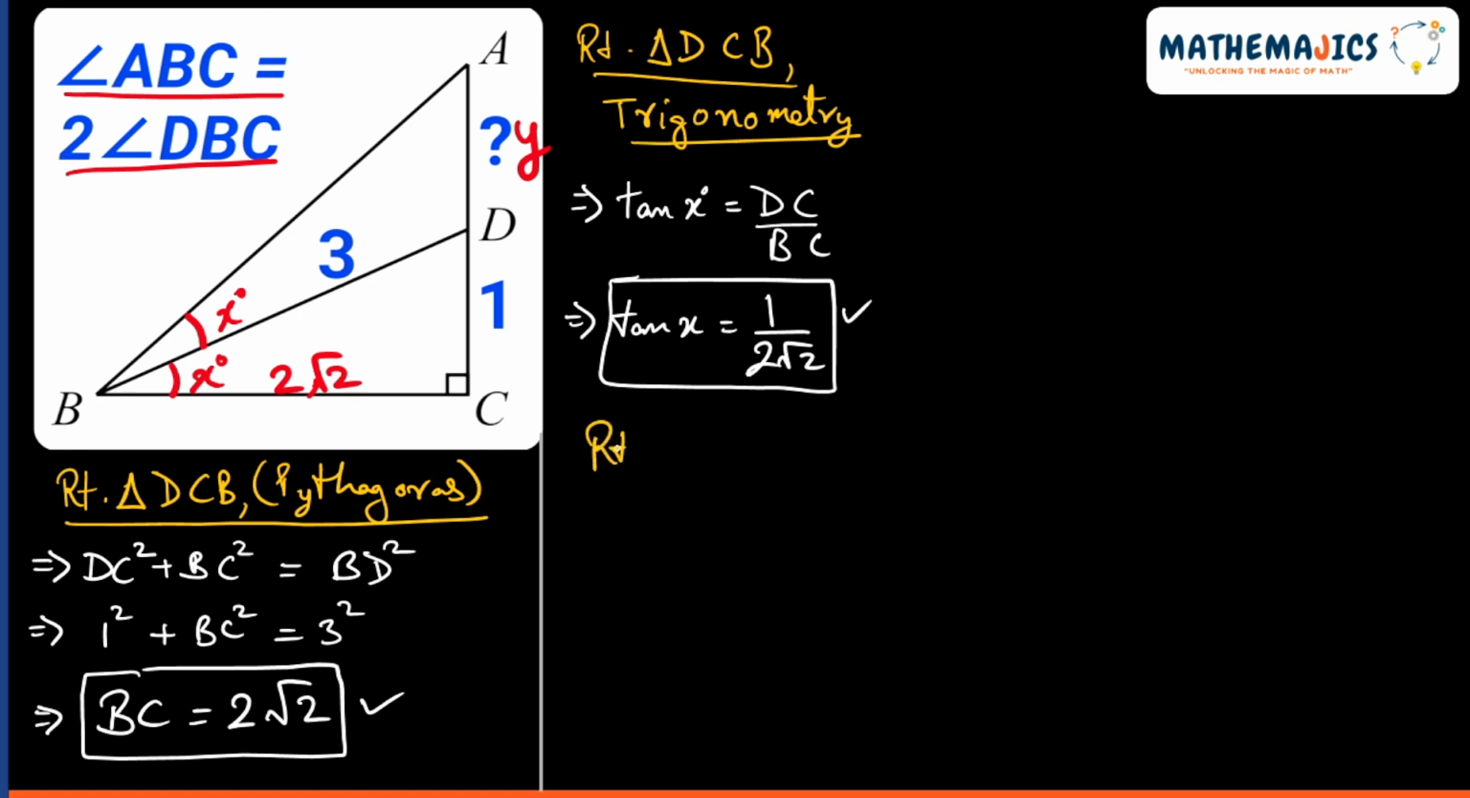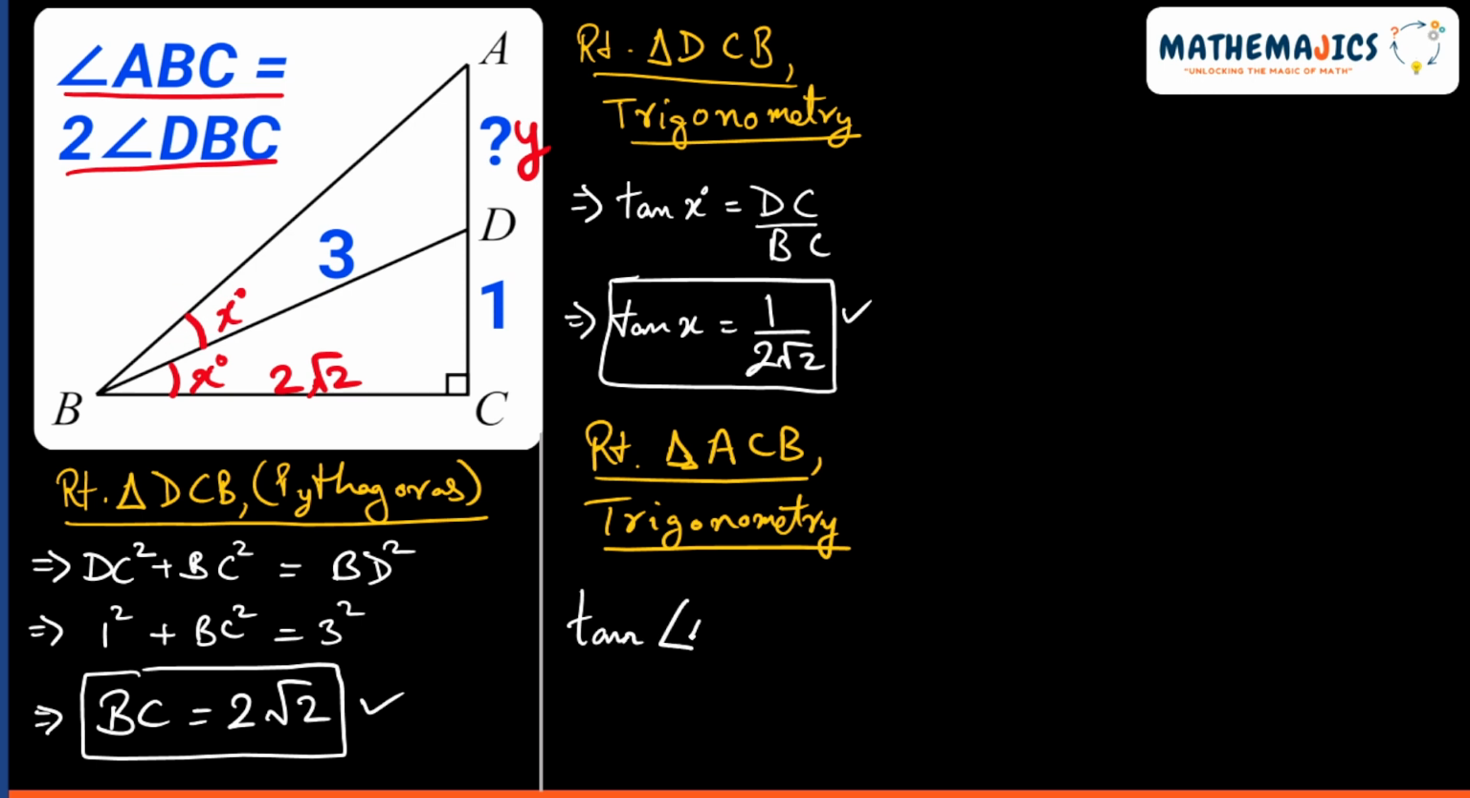Now I will be taking right triangle ACB. Again, I'll be using trigonometry over here. But this time, the formula that I'll be using will be a little different. So first of all, I'll be applying the formula of tan again, but this time I'll be applying tan 2x. Why? I'll be applying tan of angle ABC. What is tan of angle ABC? It is AC upon BC, correct?